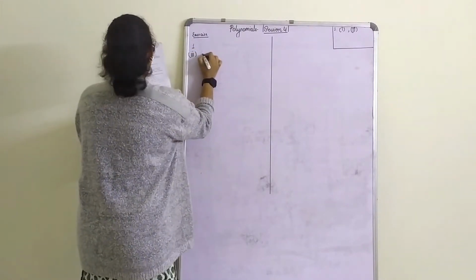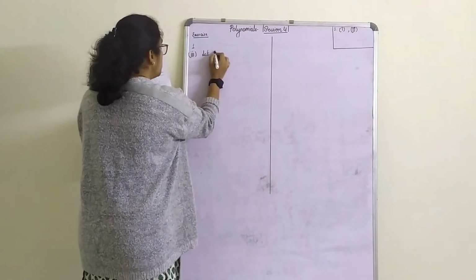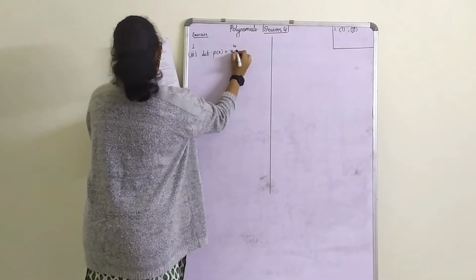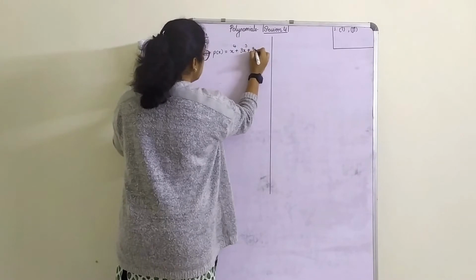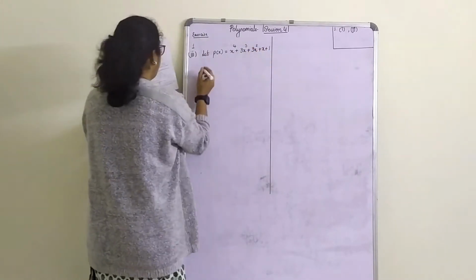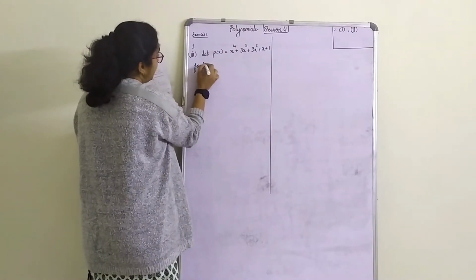The third question is: let p of x be equal to x raised to 4 plus 3x cube plus 3x square plus x plus 1. What is the factor given?